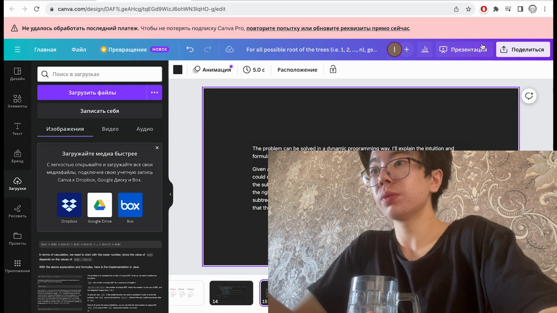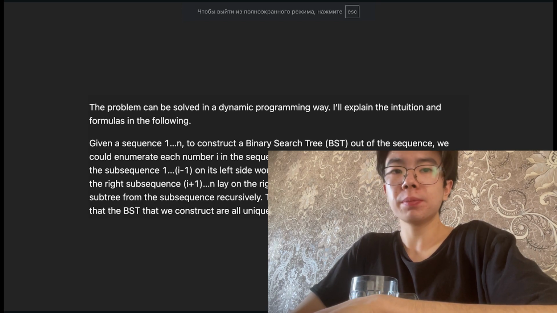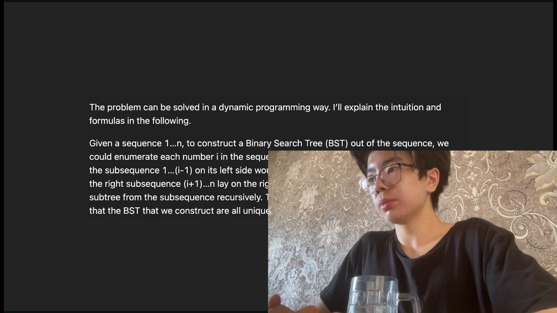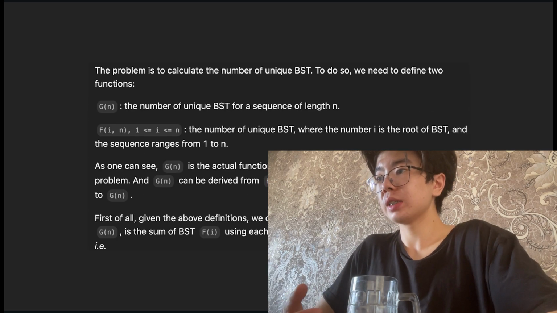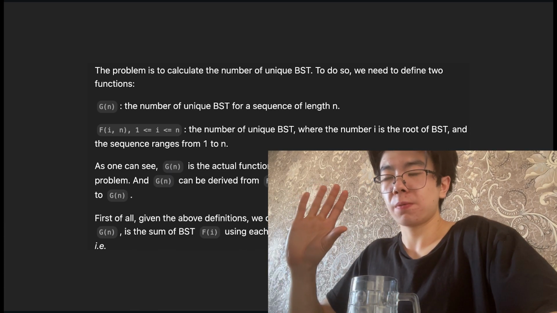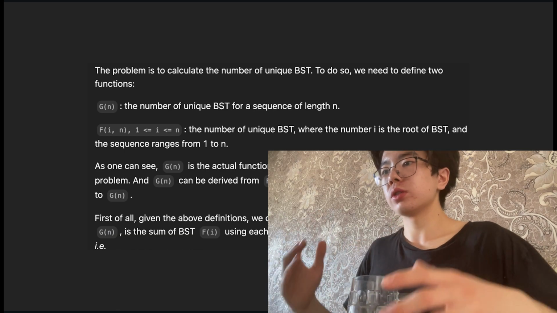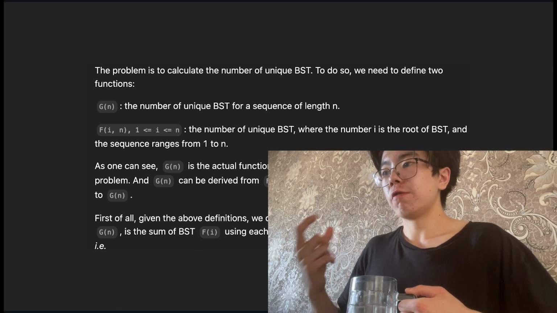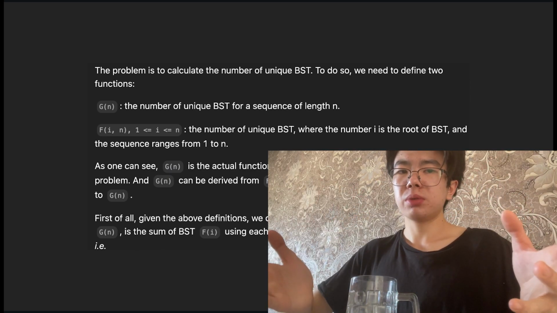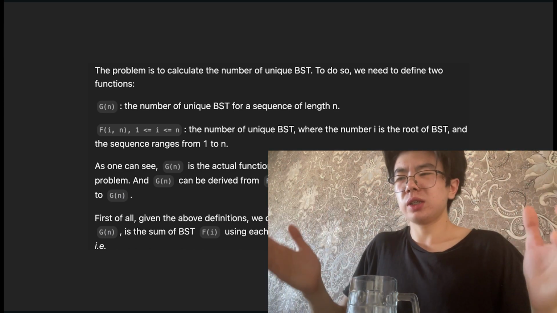So let me show you how this works. I made a presentation for you. It's a little bit harder, and I take some explanation from the creator of this formula. So this algorithm consists of these statements. G of n is the number of unique BSTs for a sequence of length n. And F of i and n is for the loop where our i is between 1 and n. So I think it's clear.